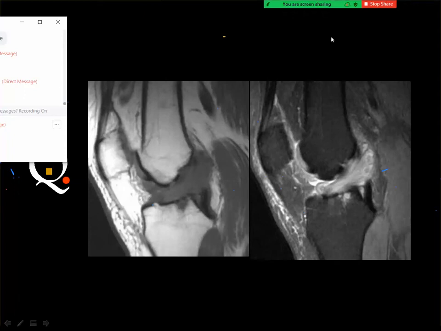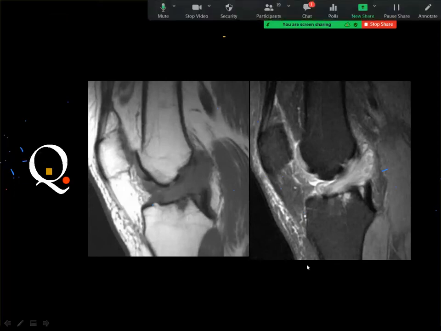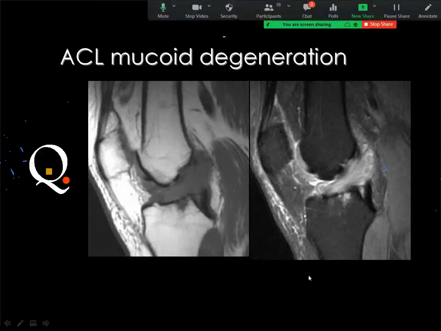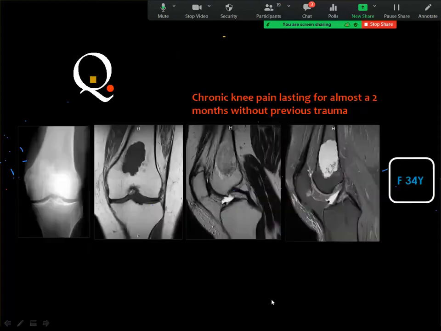No, this is not an ACL tear. Mucoid degeneration, yes, this is right. This is ACL mucoid degeneration. You know the celery stalk sign, and you have significant swelling of the ligament with some intact fibers running side by side to the degenerated fibers, which show abnormal signal. Next case.